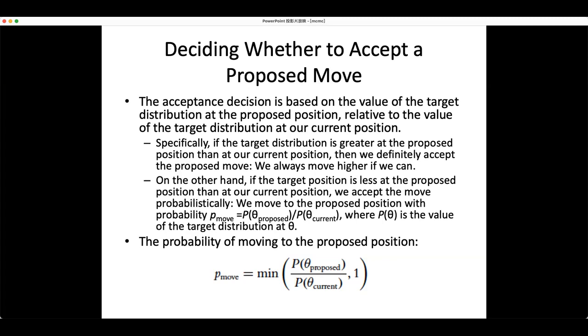So this fraction is going to end up with a value higher than 1, right? But we know the P move cannot be higher than 1, because this is a probability. So we just make sure it is upper bounded by 1. That's it.